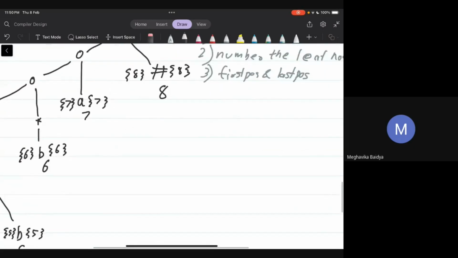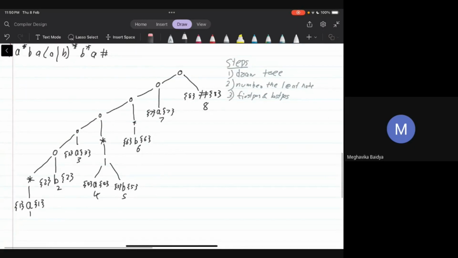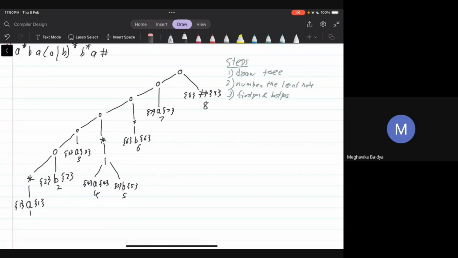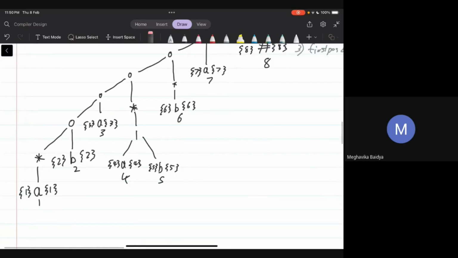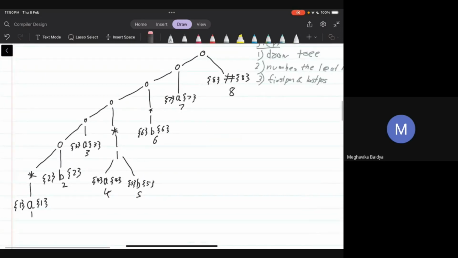Once you're done with the firstpos and lastpos of the leaves, it will look like this. You also have to do the firstpos for the stars and everything, but before that, we have to write the nullability. Nullability for all the nodes is false except for star. So except for star, everything is false.